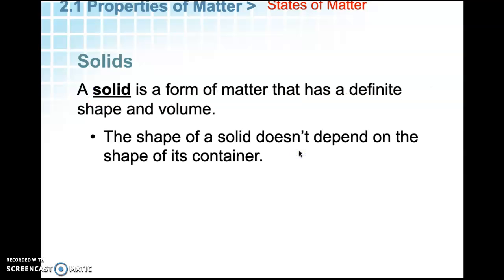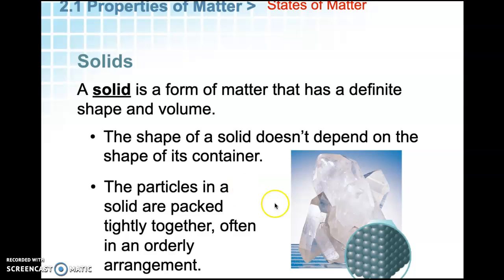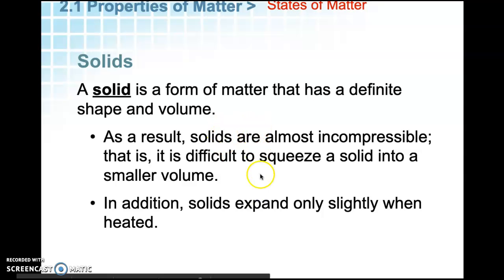A solid has a definite shape and volume. And what that means is the shape doesn't depend on the shape of its container. Something that's solid will stay that shape, and will have the same volume no matter what. So the particles in a solid are tightly packed together, very orderly. Solids are almost incompressible, so you can't squeeze them and make them smaller. In addition, they will expand when heated, but just a little bit. So solids won't change shape no matter what you do to them.